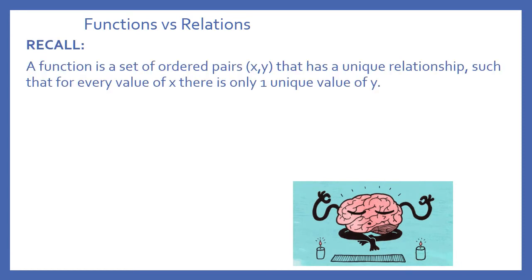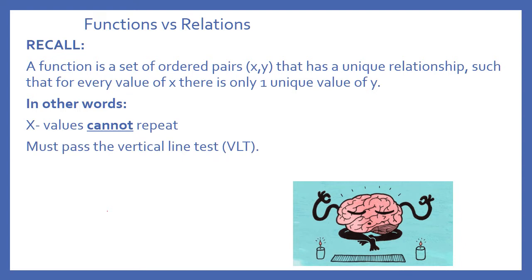So functions versus relations. Recall from grade 11, a function is a set of ordered pairs that has a unique relationship, such that for every value of x, there's only one unique value of y. In other words, x values cannot repeat, which graphically you would have seen, hopefully your teacher mentioned it, must pass the vertical line test.